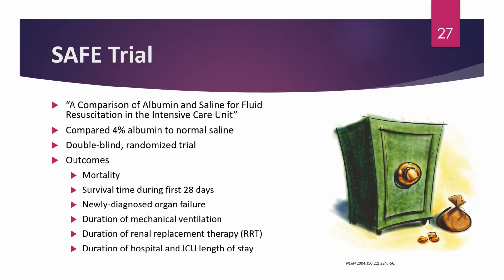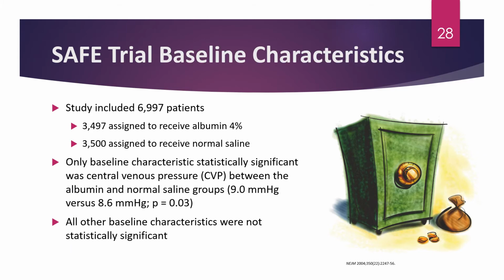And the outcomes that they looked at in this study were mortality, survival time during the first 28 days, newly diagnosed organ failure, duration of mechanical ventilation, if the patient needed renal replacement therapy like dialysis, how long did that last, and duration of hospital and ICU length of stay. This was published in the New England Journal all the way back in 2004. The study actually included close to 7,000 patients and about a 50-50 split.